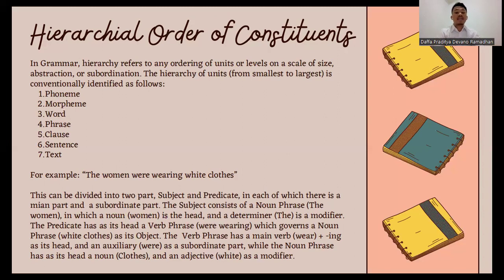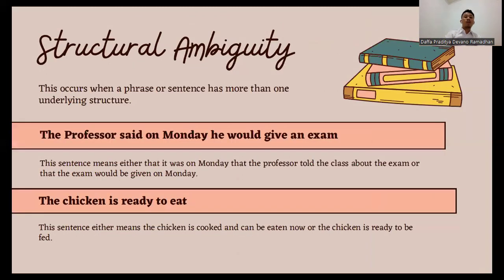The verb phrase has a main verb wear plus ing as its head and an auxiliary, were, as a subordinate part, while the noun phrase has as its head a noun, clothes, and an adjective, white, as a modifier. I would like to expand on this part in a broader context, but it will be at the end of the presentation. The next one is about structural ambiguity.